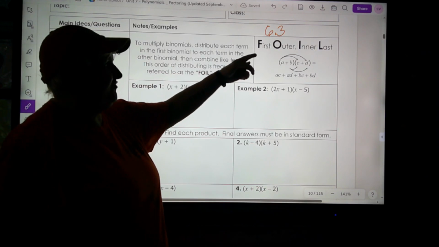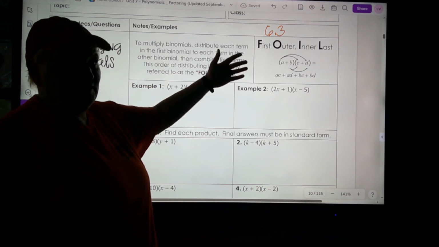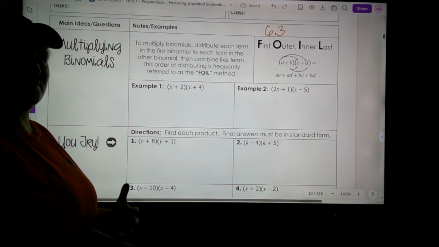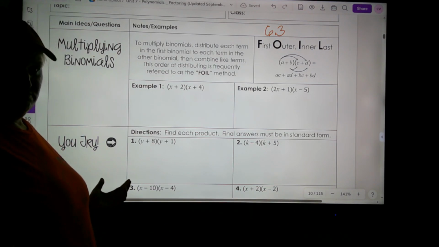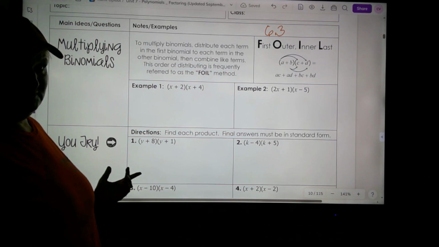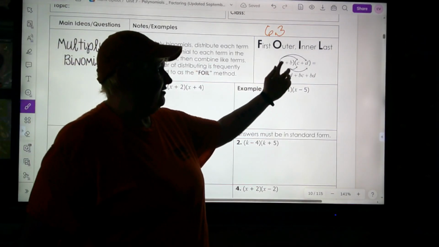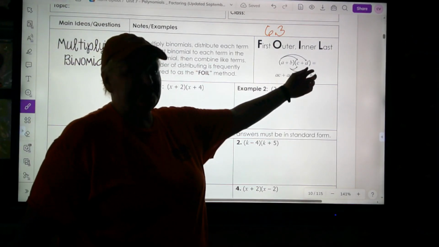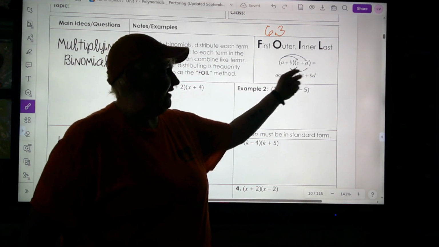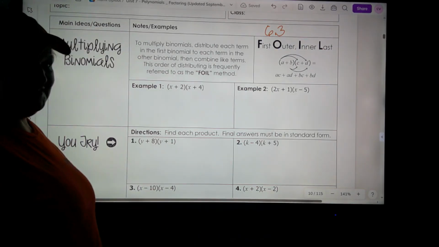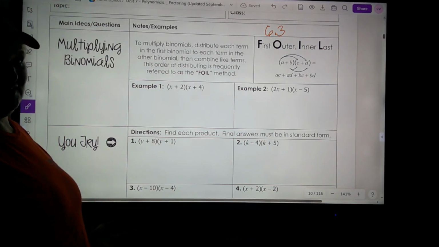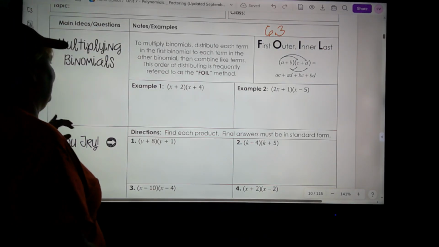They suggest using the FOIL method, first, outer, inner, last, just to make sure you distribute everything. You're welcome to use the FOIL method. It's kind of self-explanatory. Multiply the A by everything in the second part, multiply the B by everything in the second part. But honestly, if you just tell yourself to distribute it to everything, it's the same thing. I'll show you what I mean.